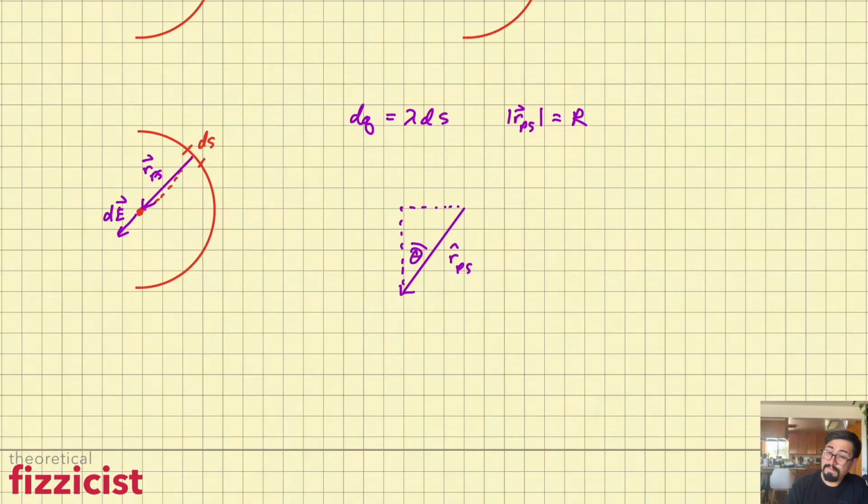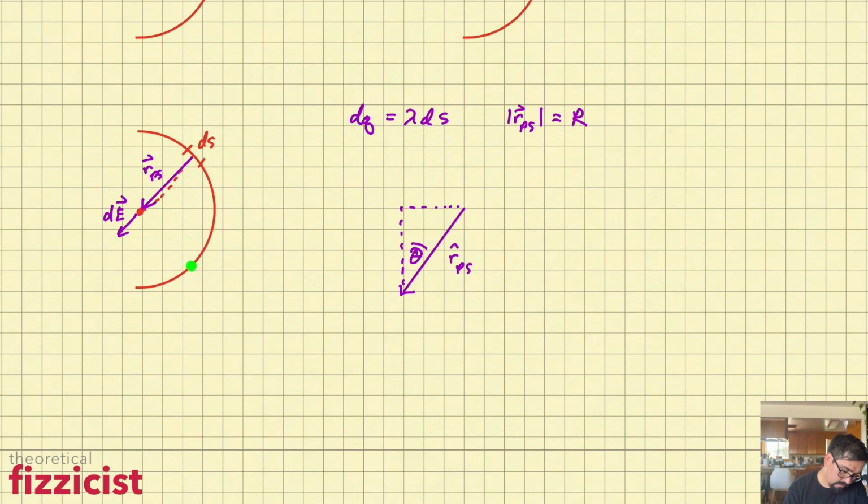Furthermore, I think you can convince yourself from the symmetry of the problem that the r hat PS vector only has one component that matters. And I think you know which component that is. The r hat PS vector component that matters is the horizontal component. Again, let's do a quick argument. Whatever ds is doing up here, ds is making a field down and to the left at the center of this ring.